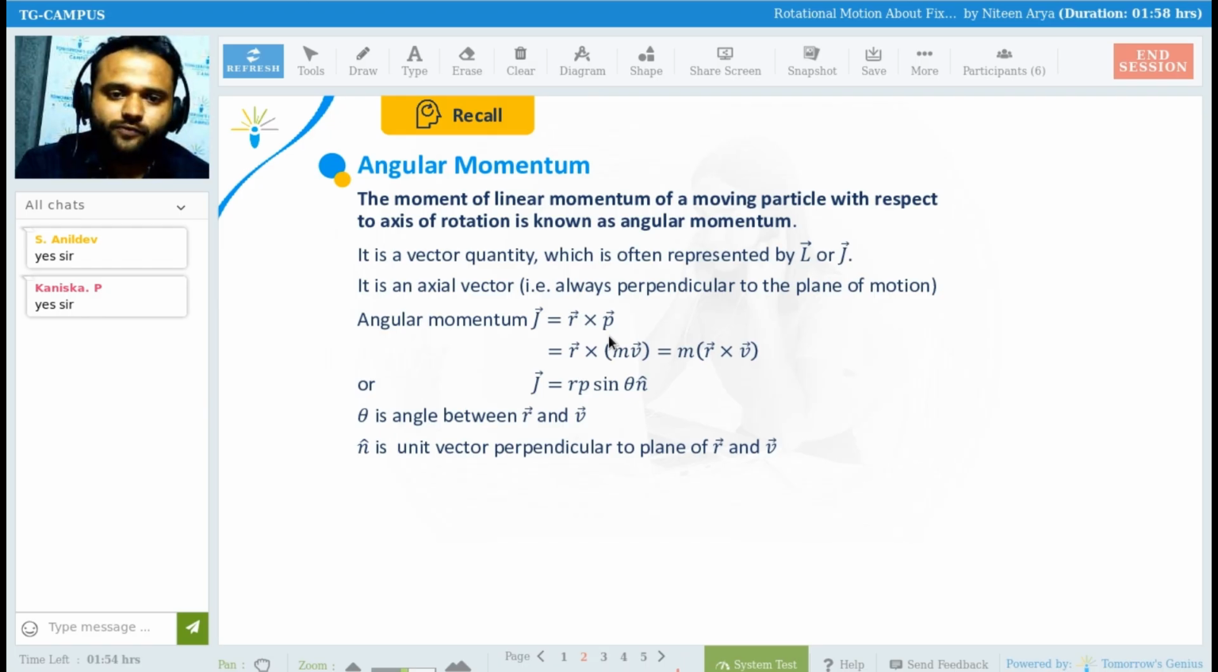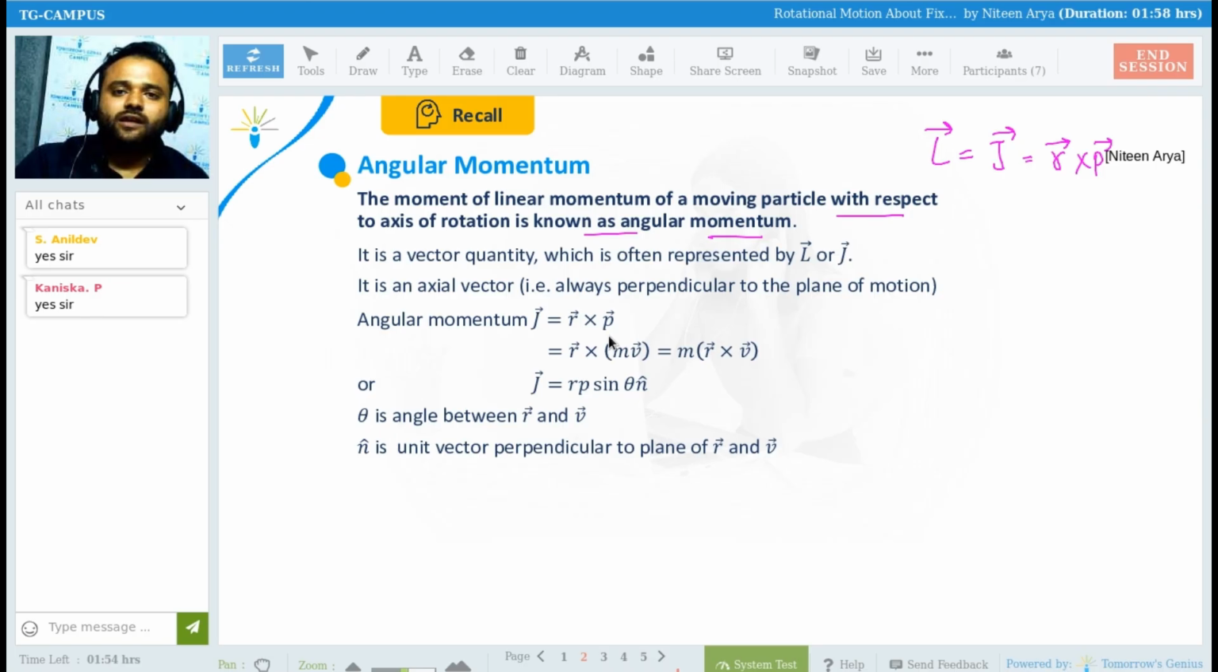Angular momentum. We already did this particular thing. The moment of a linear momentum of a moving particle with respect to the axis of its rotation is known as angular momentum. It can be represented with the symbol L or J, and that is nothing but r cross p. r is the perpendicular distance from the axis of rotation.